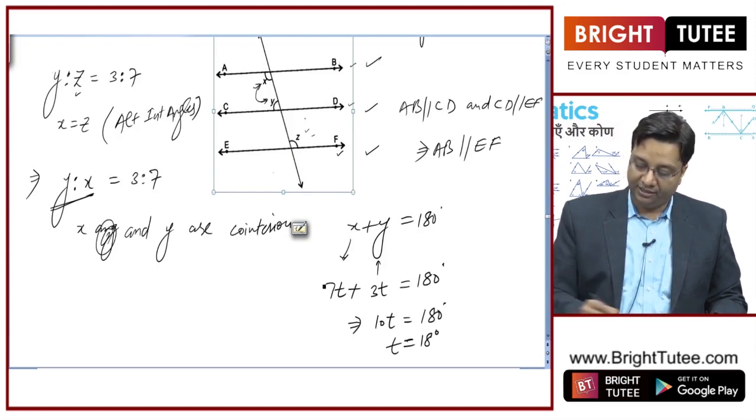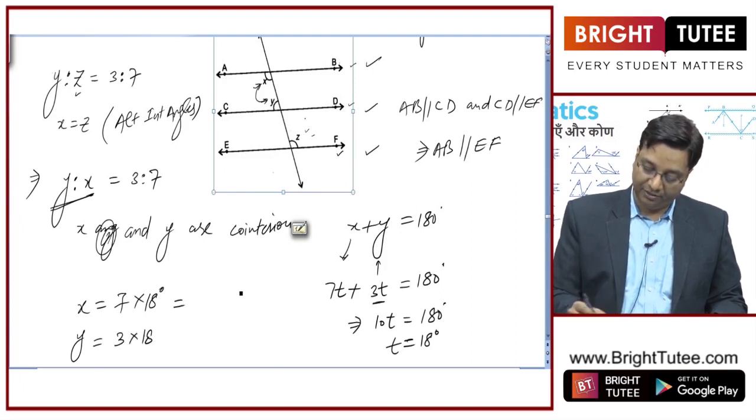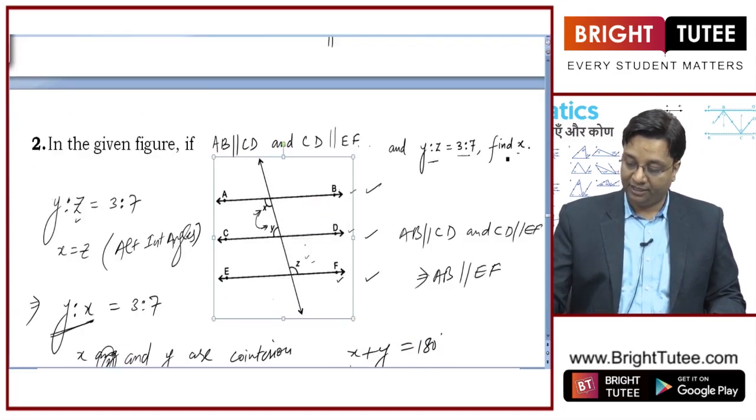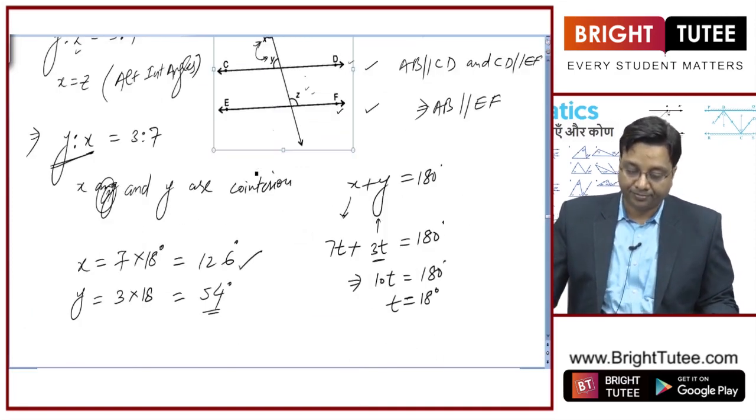Now X is 7 of t. So X is 7 times 18 degrees and Y is 3 times t. So thrice of 18. So this will be 126 and this will be 54. So I have obtained X and Y. We just had to find X. So X is 126 degrees. Okay.